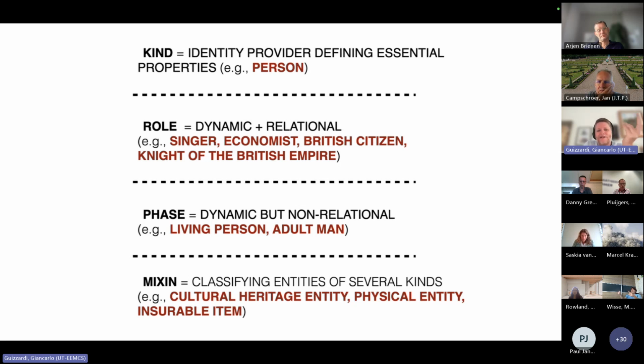We know that being a singer, an economist, a British citizen, or a knight of the British Empire are roles because they are all of the same kind. They are all people. The instances of these types are all people. It's a dynamic type and it's a relational one. We know that living person or adult person is a phase because they're all of the same kind. It's dynamic but not relational. And we know that cultural heritage entity, physical entity, insurable item are all mixins because they cross the boundaries of several kinds.